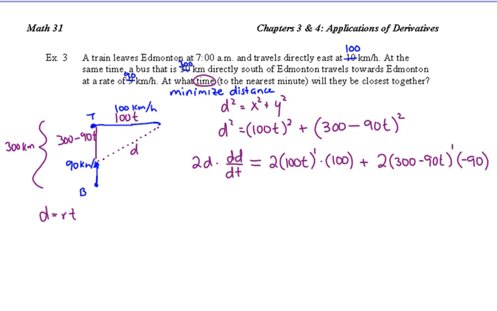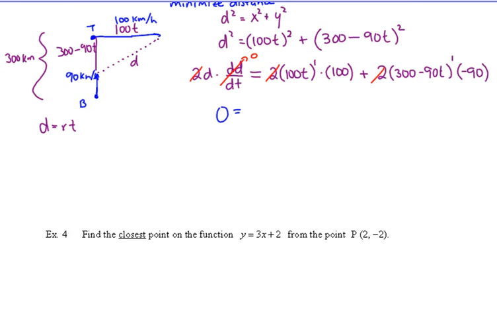Okay, a few things we can do to simplify this. Tell me one of them. Get rid of the 2 and divide each term by 2. Yeah? What else? What are we setting to 0? dd over dt, we're setting to 0. So d times 0 is just going to give you 0. 0 equals 100 times 100t. Why not just simple?